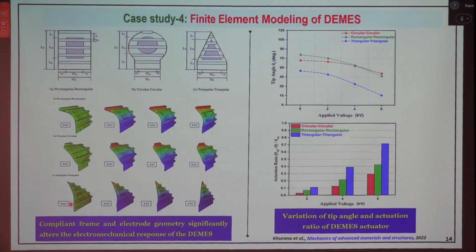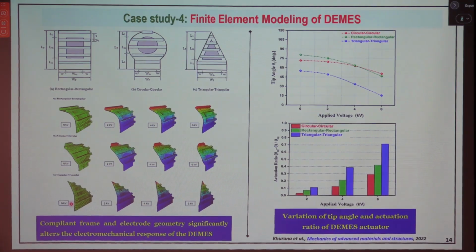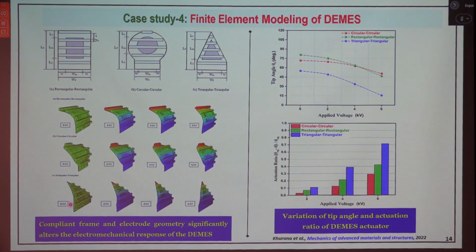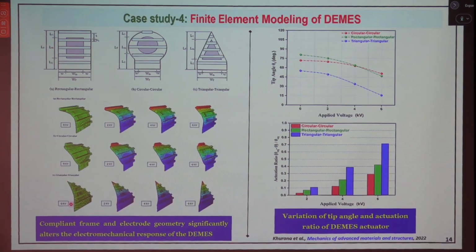Now, as an engineer, why am I considering rectangular? I am considering a rectangular frame with a rectangular electrode. So, can we have a different shape? Yes. And definitely the shape of the frame and the shape of the active area of the electrode are going to govern the attained initial and final configuration.